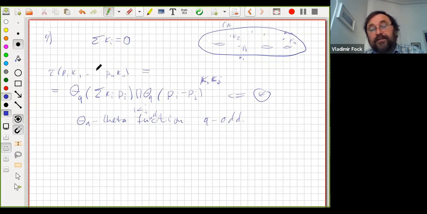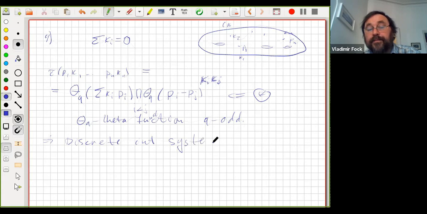This tau satisfies, in particular, the discrete Hirota equation, which is also easy. All these functions satisfy the Hirota equation, which I do not write down explicitly, but one can write it. And these tau functions correspond to discrete integrable systems. For example, what is your favorite discrete integrable system? For example, the pentagram map.